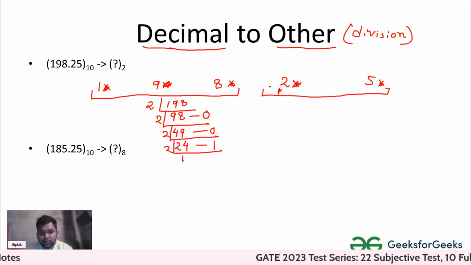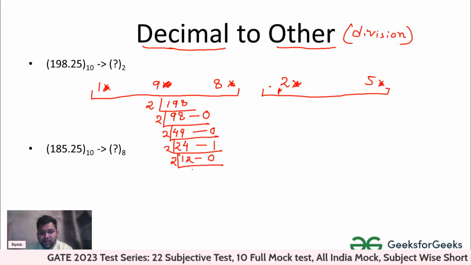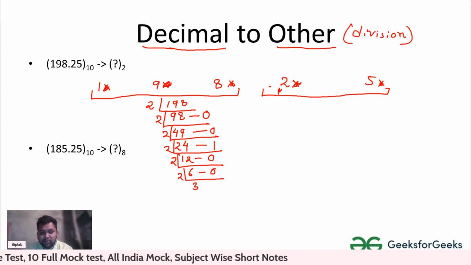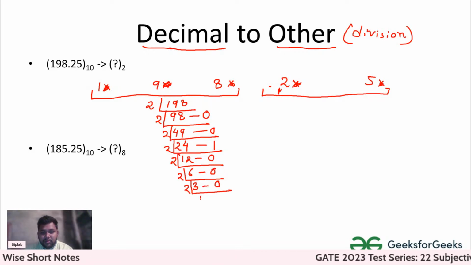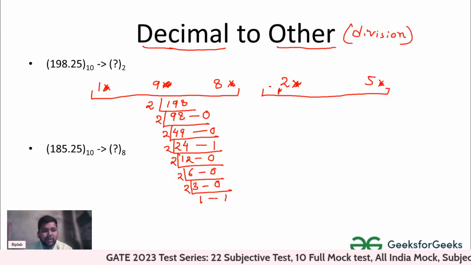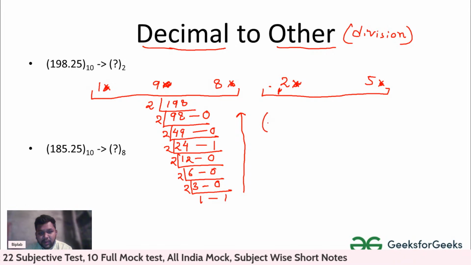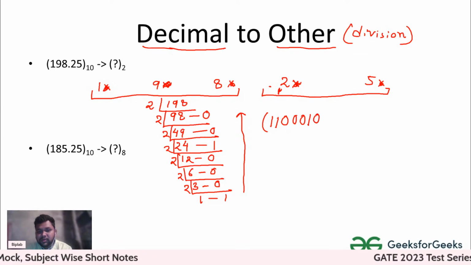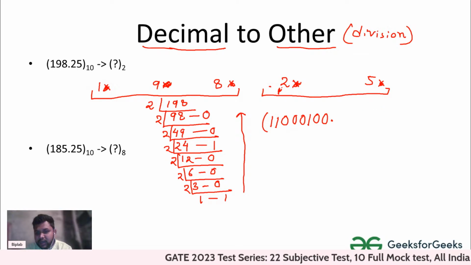Again divide by 2, keep dividing this, you will get 0, and dividing it by 2 you will get 6 with remainder 0. Again divide it, you will get 3 with remainder 0. At last dividing by 2 you will get result 1 with remainder 1. So when you write the number, you write it bottom to top. So your number is 1100010. Is it complete? No, because there are some more digits that come after the point.